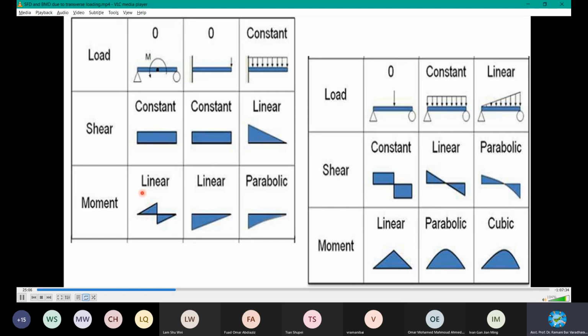This is how the moment distribution diagram looks for a condition of this support, a hinge or roller support at the ends, with a couple or moment force acting at the middle. You see here the maximum. Okay, better I show with another diagram.